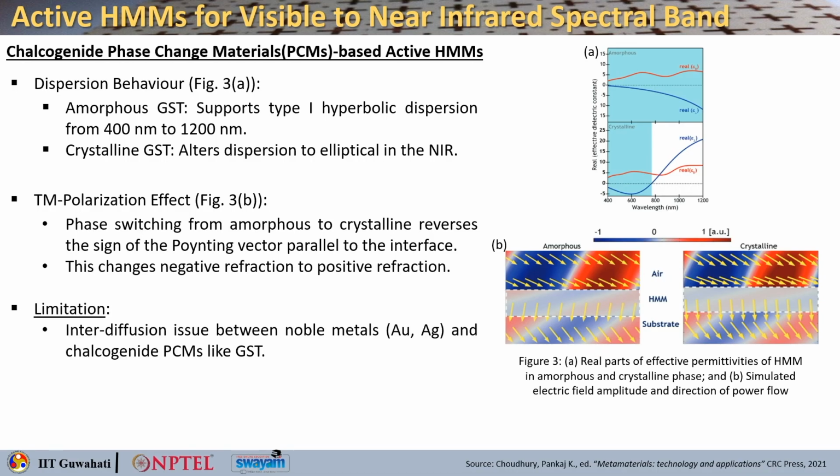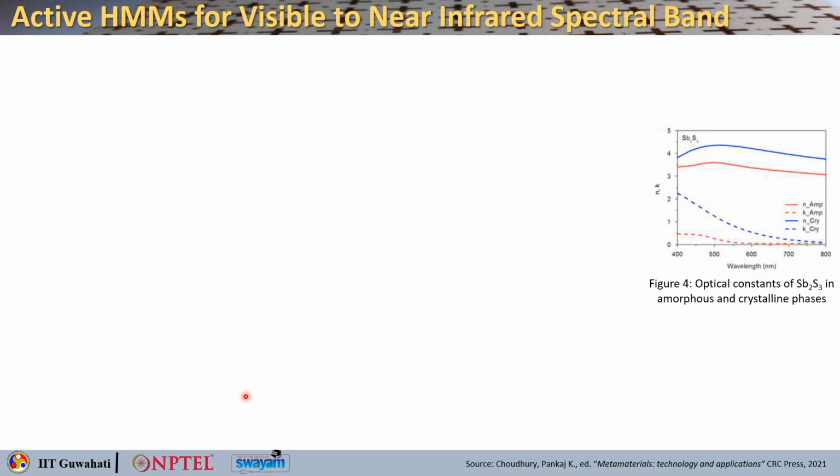So, many of the GST tunable structures can be used for tunability. However, there is a limitation. Interdiffusion issues between noble metals like gold and silver and chalcogenide phase change materials like GST come in this kind of structure, where the noble metals are in direct contact with the chalcogenides. So, they can compromise the device stability and performance.